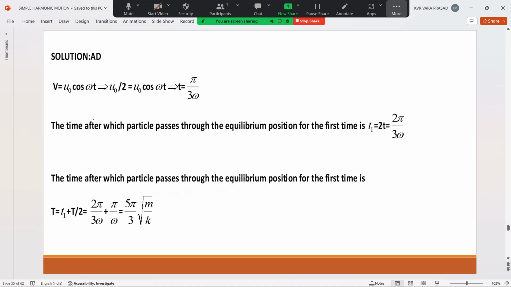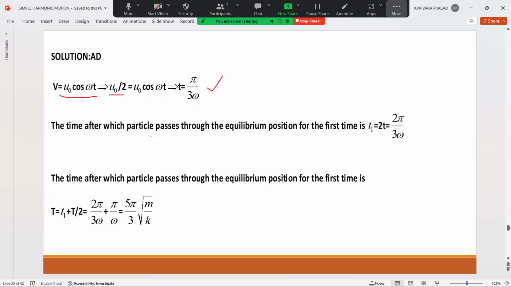I'm writing here v equal to u0 cos omega t. We have taken cos omega t because when t equals 0, velocity equals u0. Now the velocity is half of the initial value, u0 by 2. That is equal to u0 cos omega t. That implies cos value becoming half, so omega t must be pi by 3. Therefore, t equals pi by 3 omega.